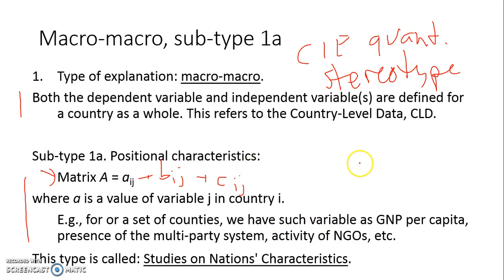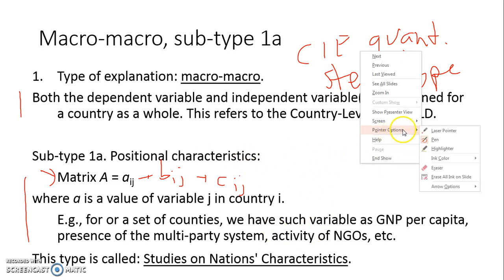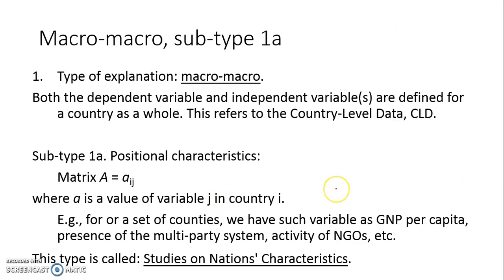Or we could do it a little differently, and we can say if A is the value of variable J, then maybe we change the J. It's the same country, but it's going to be AIK plus AIL. We could go on like that.